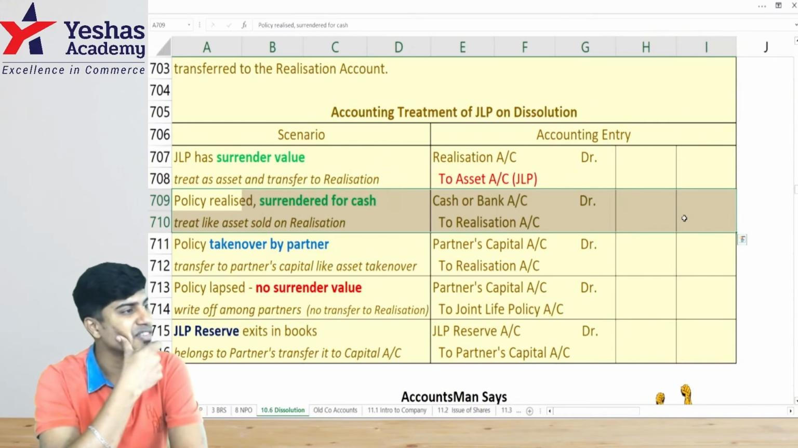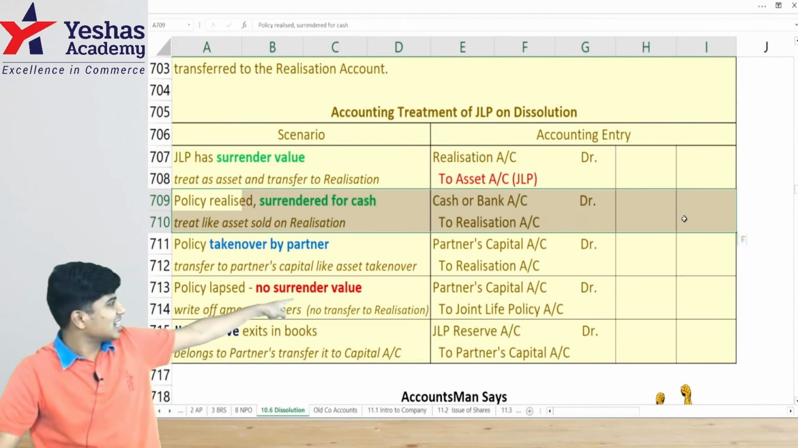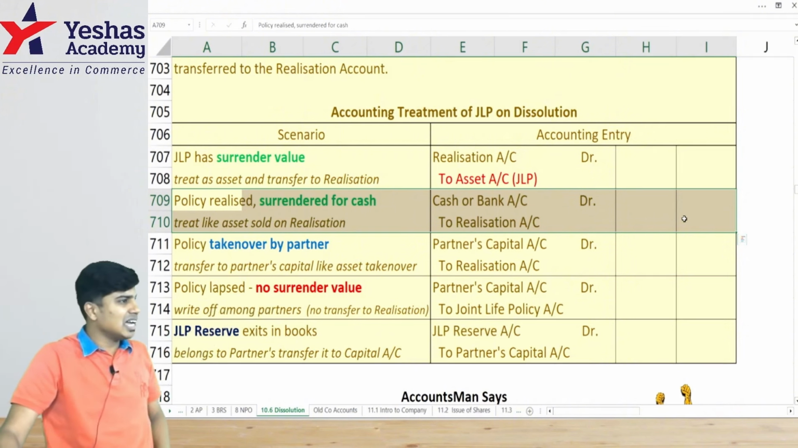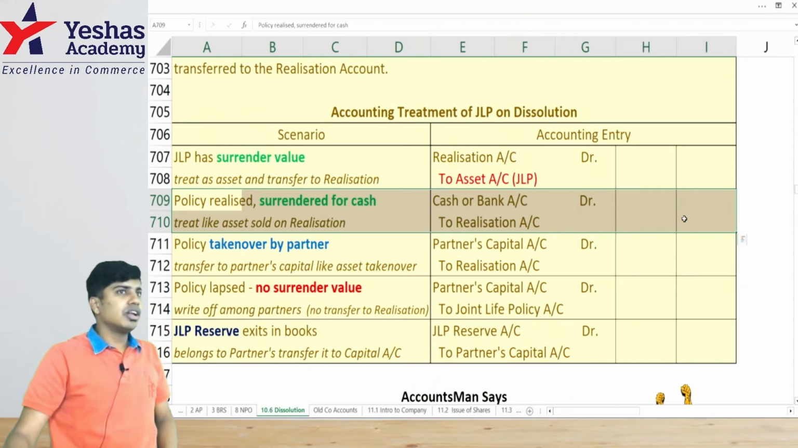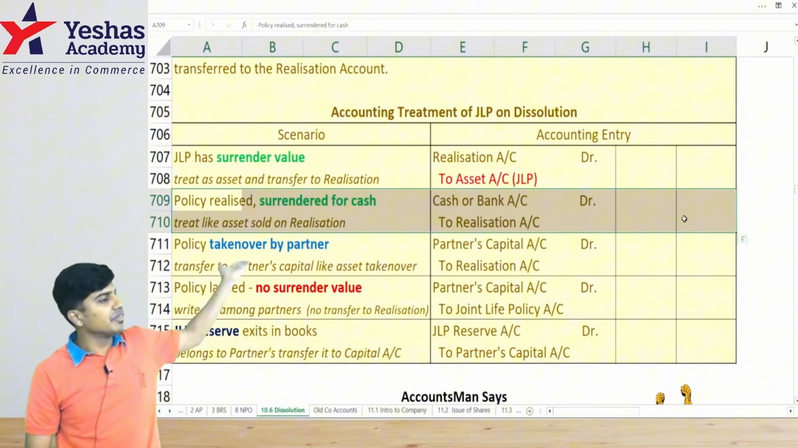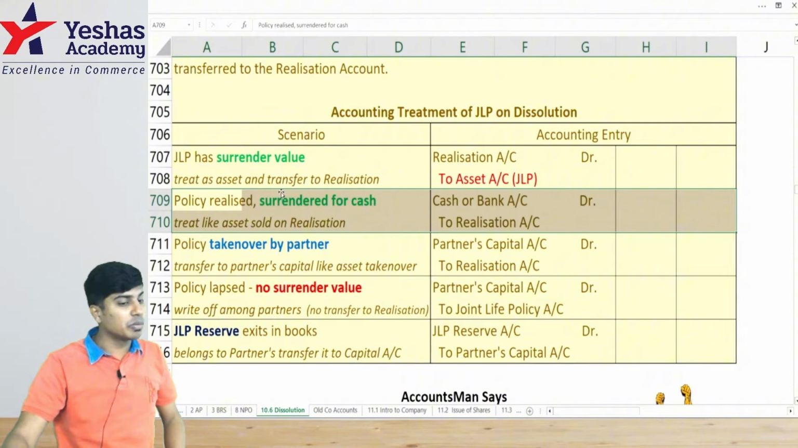What is the entry for sale of asset? Cash account debit to realization. You wrote the same entry that you pass when you sell the asset. Are you getting it? Sir, I did not sell the asset, sir. My partner took the JLP policy. He told he will surrender and he will collect cash. The entry will be the same as when an asset is taken over by a partner.